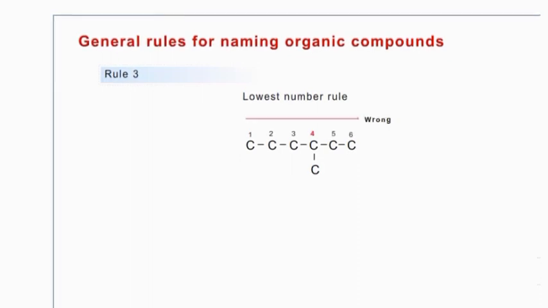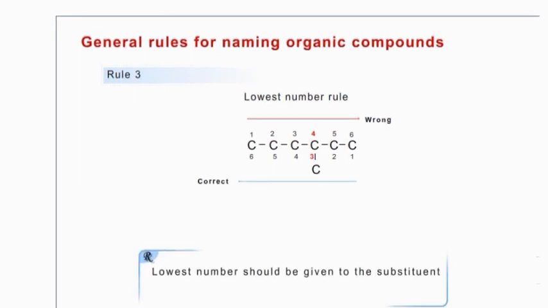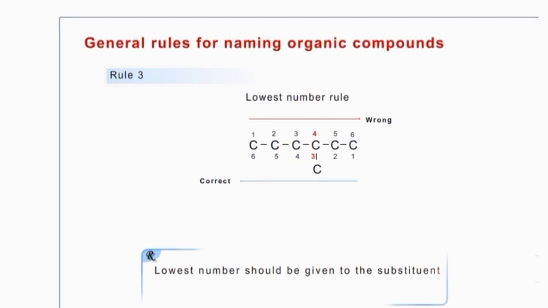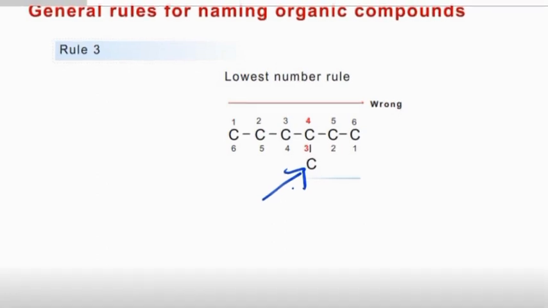So there is a carbon chain. If you number it like that, it is wrong, because there is a substituent that is represented by a single carbon atom. That single carbon atom means it is a substituent. This is what I meant. So this carbon atom is what I meant.